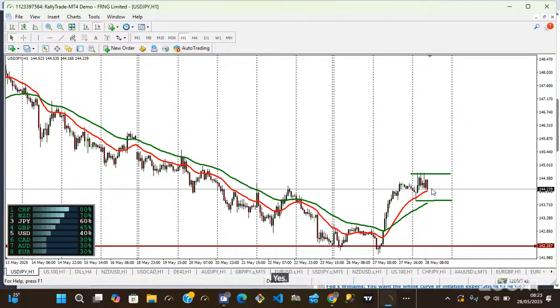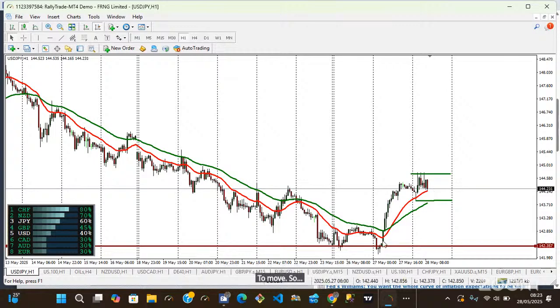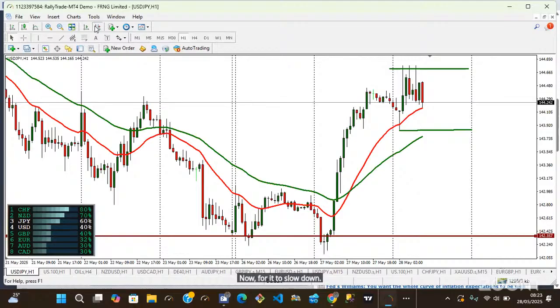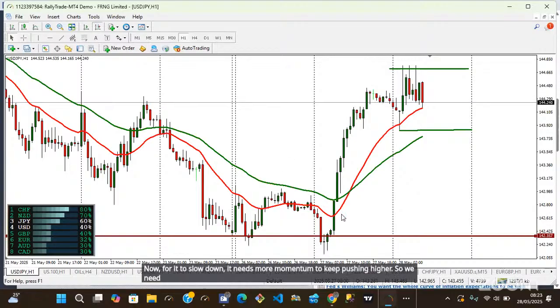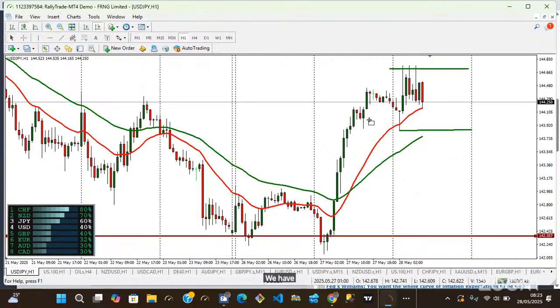But we that want to stay a long time in this market buying it, yes, a buy is good, but someone said we need liquidity. Yes, liquidity is like the blood of the market, what fuels the market to move. For price to pull massively like this, there was significant momentum. Now, for it to keep pushing higher, it needs more momentum. So we need to look for areas where we have liquidity. So we have liquidity around this area.